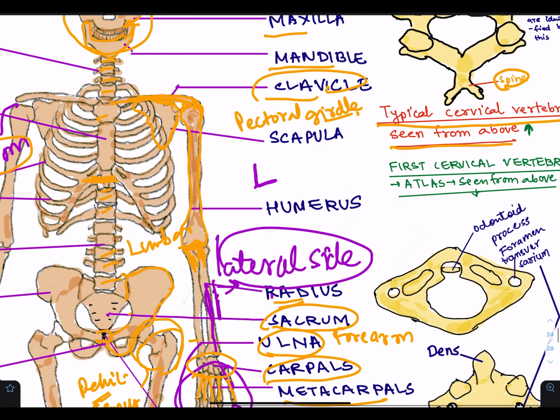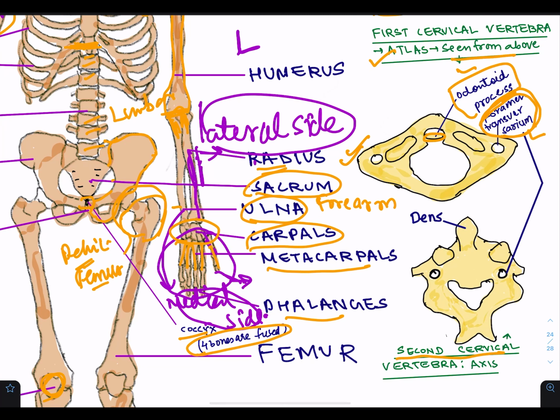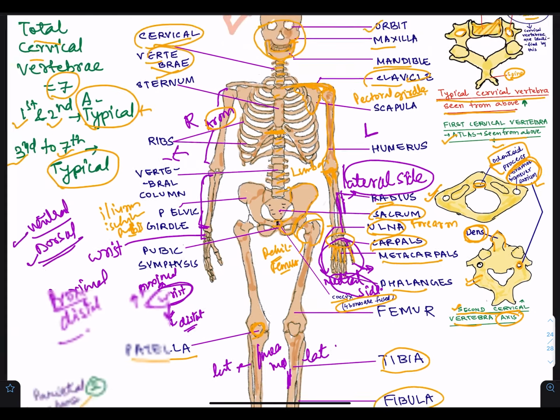Now, the first cervical vertebra is named the atlas. How does it look as seen from above? This is the diagram of the atlas. Foramen transversarium is essential for all cervical vertebrae, so it is present in this also. The typical process of the atlas is the odontoid process. You can see this odontoid process here. The second cervical vertebra is the axis. This is the diagram of the axis vertebra. This too will have the foramen transversarium. It is identified by this structure known as the dens. So this is typical of the second cervical vertebra, and the odontoid process is typical of the first cervical vertebra.